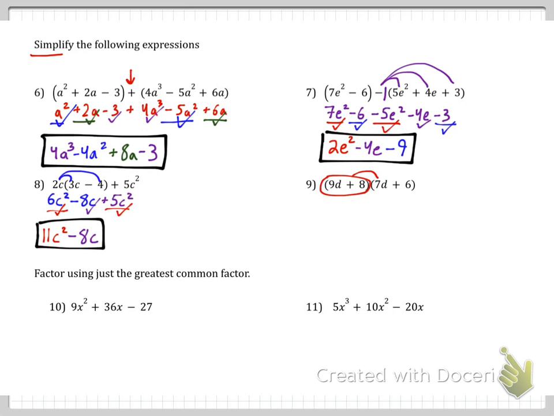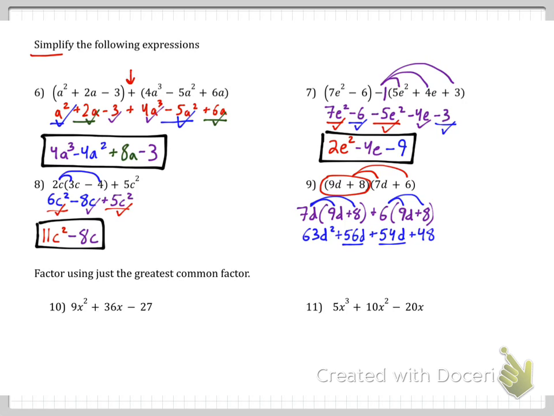For number 9, we're going to multiply or distribute the binomial first. 9d plus 8, and it gets multiplied with the 7d, and that is what you get. Then that 9d plus 8 will be multiplied by the 6, so we get plus 6 times 9d plus 8. If we multiply 7d and 9d, we get 63d squared. Distribute the 7d all the way across. Then distribute the 6.